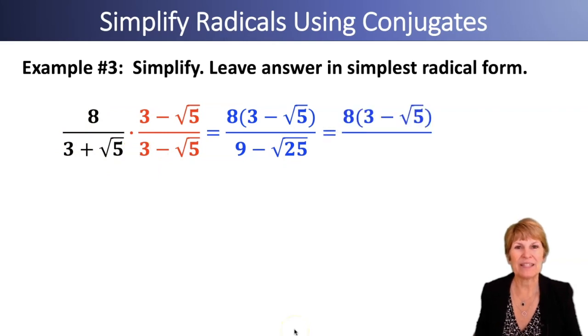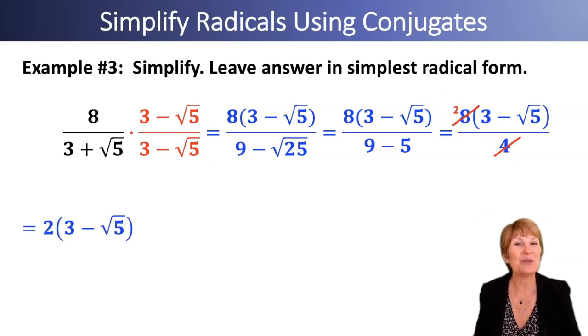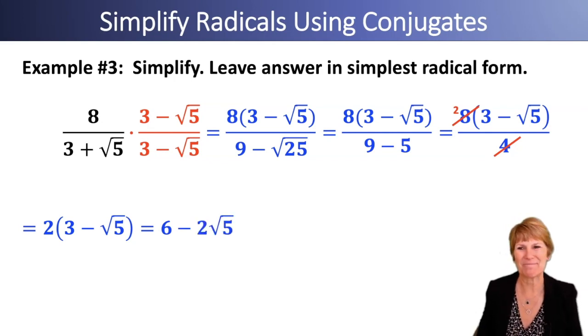Now let's simplify the denominator some more. Our numerator stays the same. Our denominator is 9 minus 5. 9 minus 5 is simply 4. You see that will cancel with my 8. 4 goes into 8 two times. 4 divided by 4 is simply 1. So that gives us 2 times 3 minus square root of 5. We have much smaller numbers to multiply together now. And so our final answer is simply 6 minus 2 square root of 5.